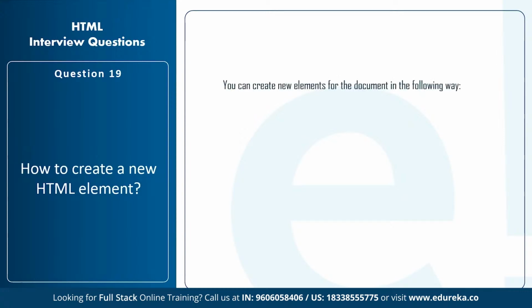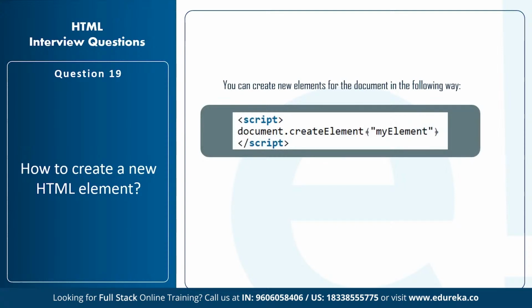So you can create new elements for the document in different ways. So here's the first example where you just have to put the element inside the script tag, and here you have document.createElement, and inside that you just have to put your element inside the double quotes. This is the simplest method of creating your element.